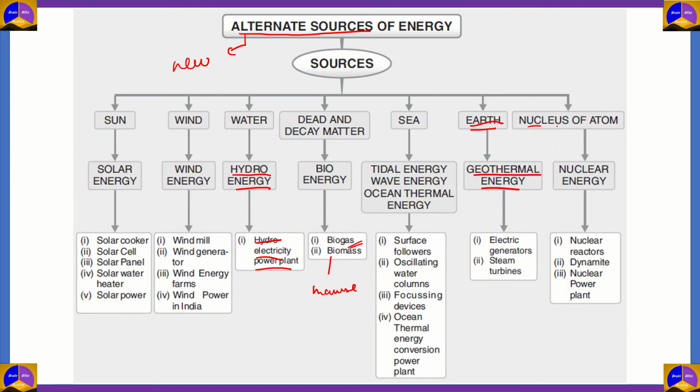And finally, we can also gain energy from the nucleus of an atom. This is called nuclear energy. These are usually done in nuclear reactors and nuclear power plants, where atoms are broken down to form a lot of heat. The heat is transferred by water to turbines. So water is converted to steam. The steam passes through turbines, and the turbines generate electricity.